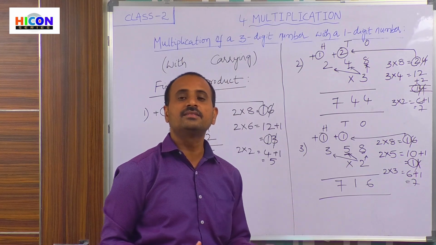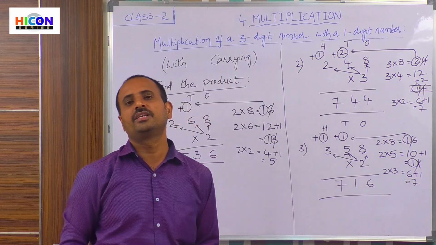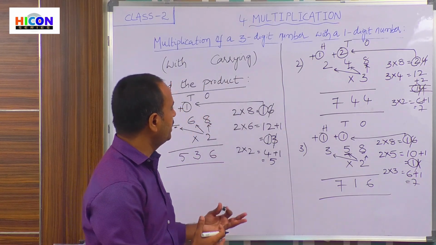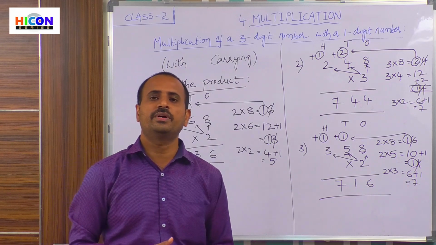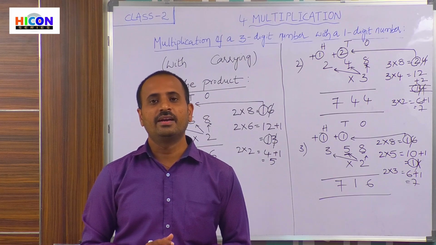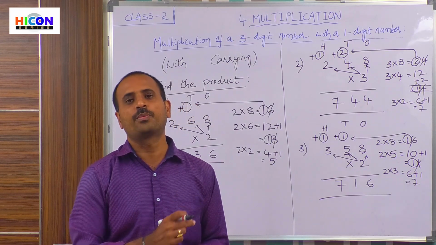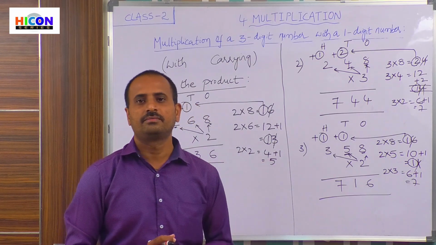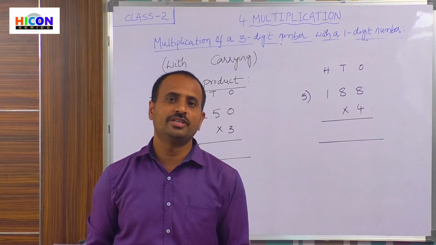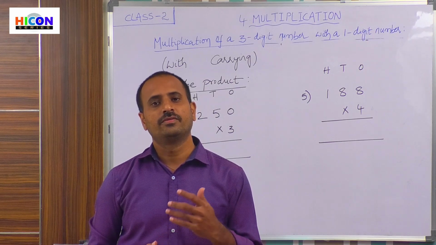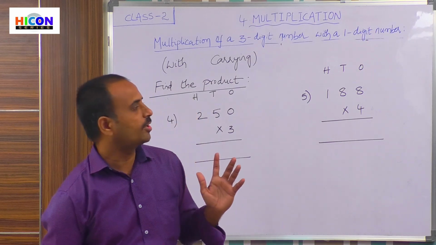So children, the answer is 716. So children, in this way, we can do the multiplication of a 3-digit number with a 1-digit number, and let us practice 2 more problems on this spot. Children, let us see 2 more problems on the multiplication of a 3-digit number with a 1-digit number with carry.